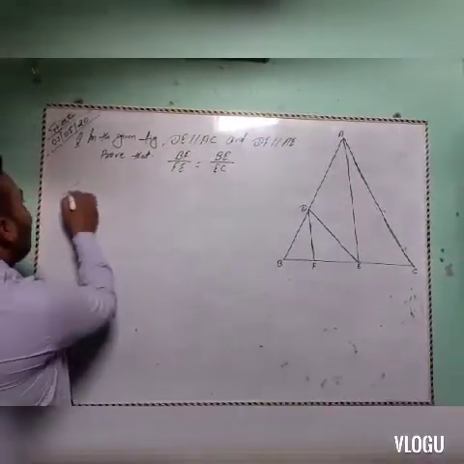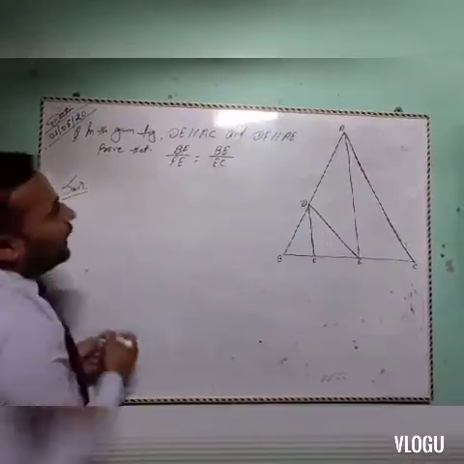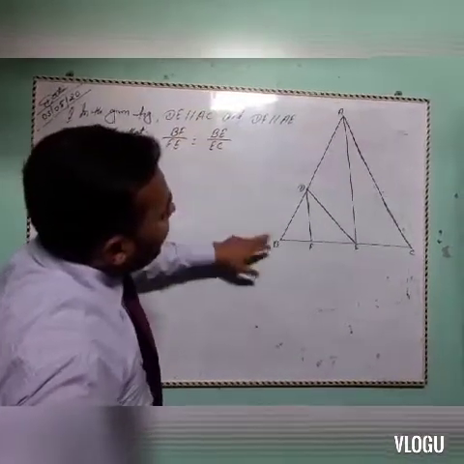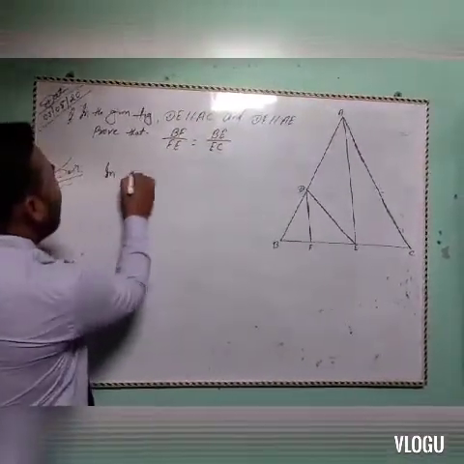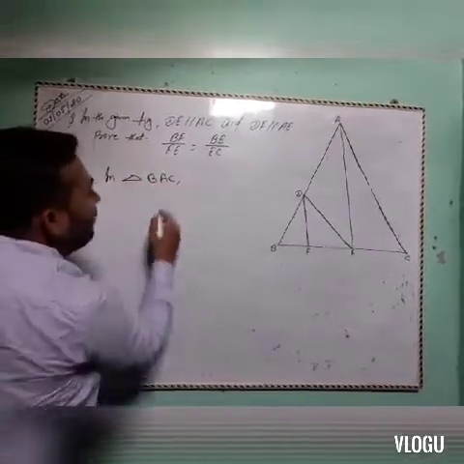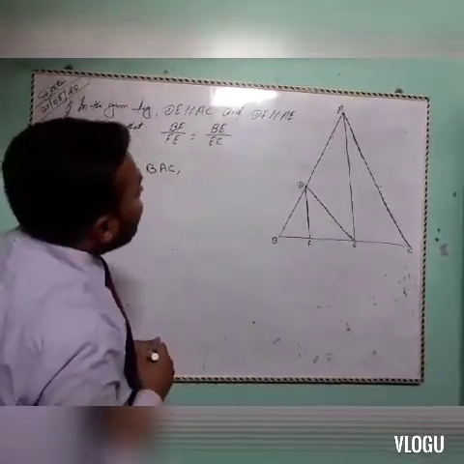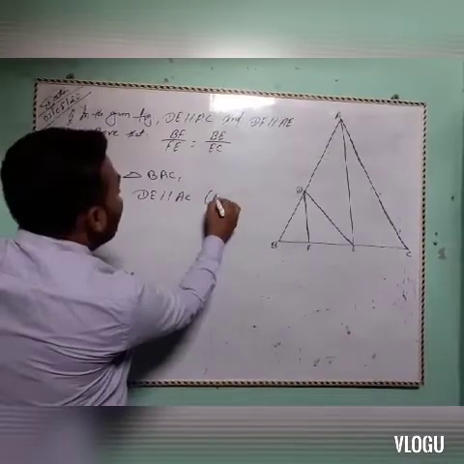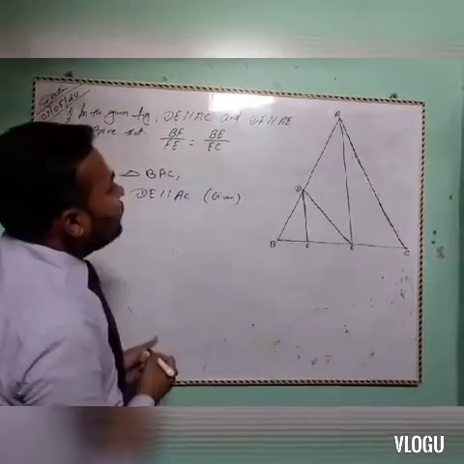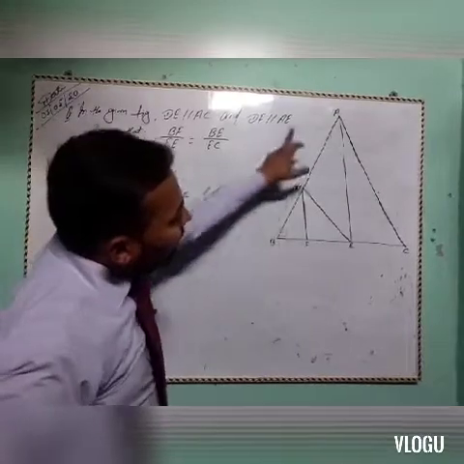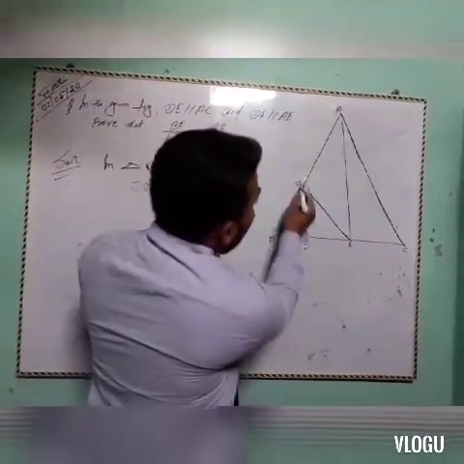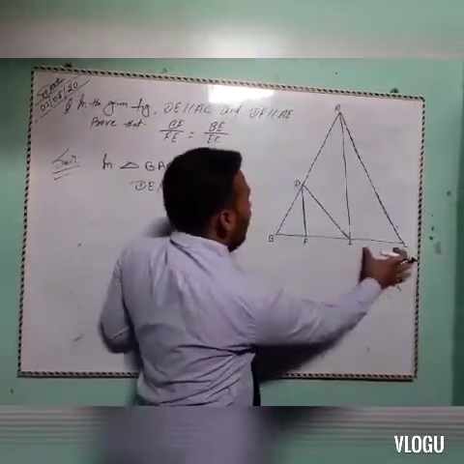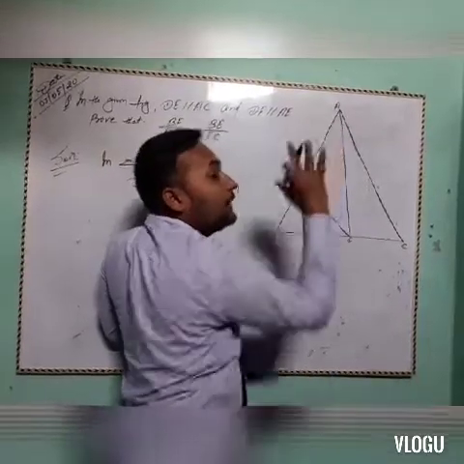So, let's start the solution, students. In triangle BAC, DE is parallel to AC, given. Then in triangle BAC, DE is parallel to AC, so we say that BE upon EC equals BD upon DA by Thales theorem.